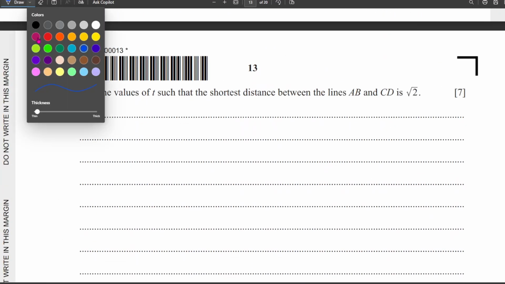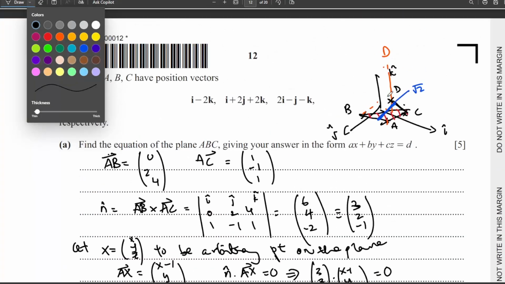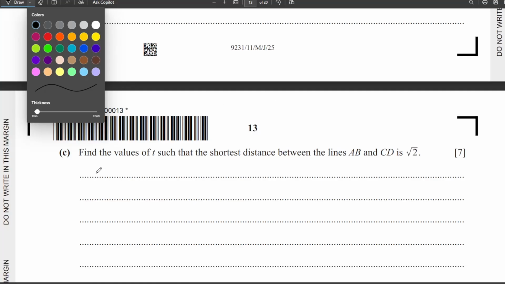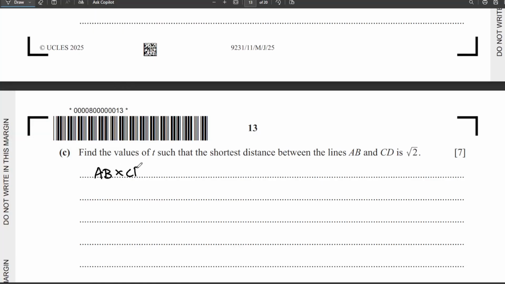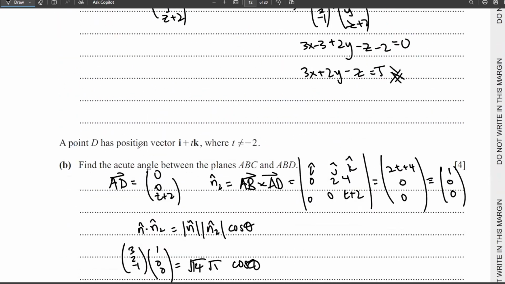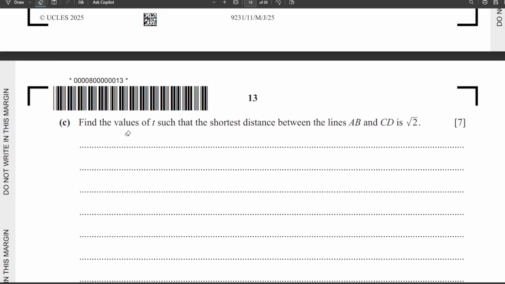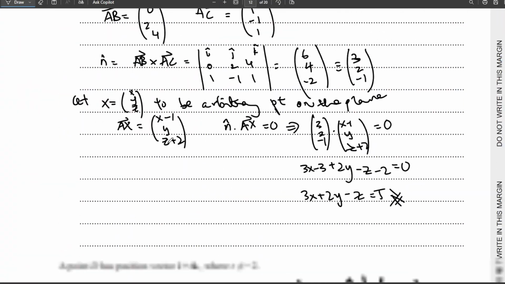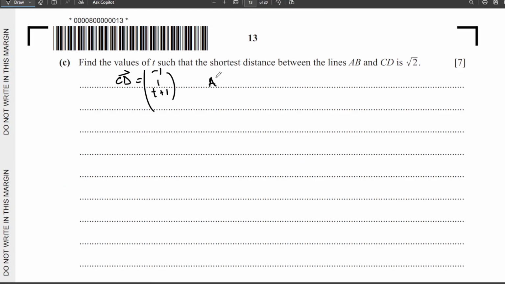First of all, the shortest line would definitely be perpendicular to these, so we want to find the perpendicular or normal vector. So we cross them again: AB cross CD. Do we have CD? We don't have CD, so let's find CD first. Then AB we have also. Okay, so AB cross CD, we can do that now.